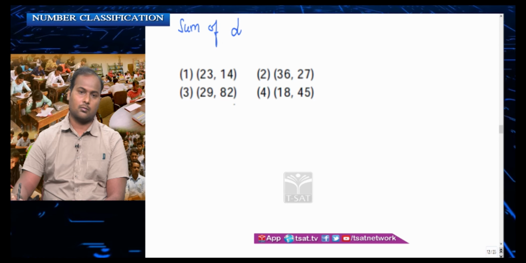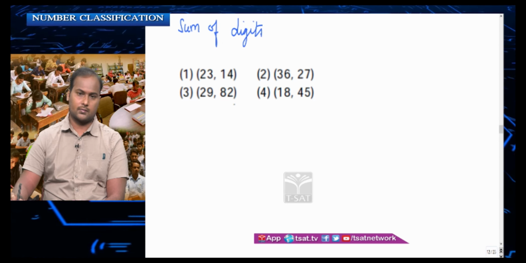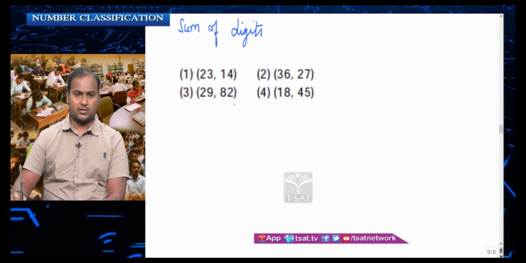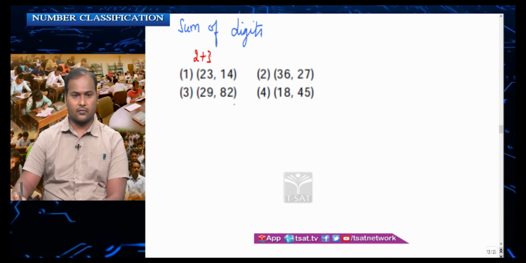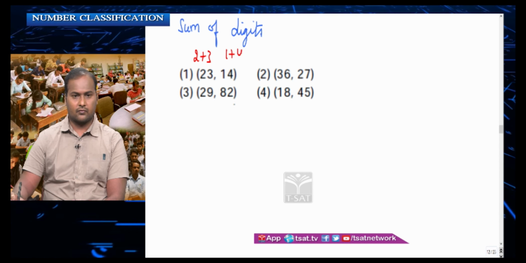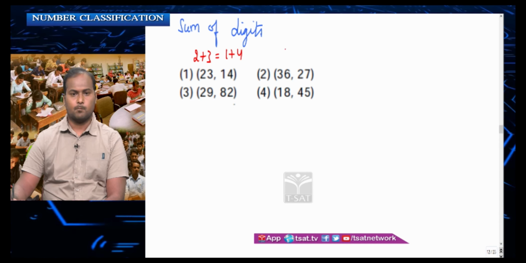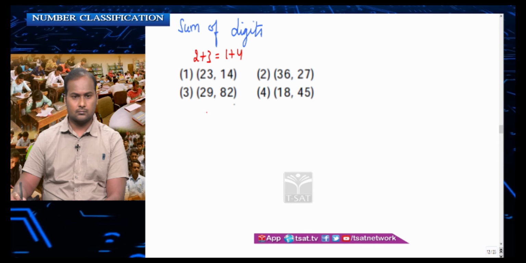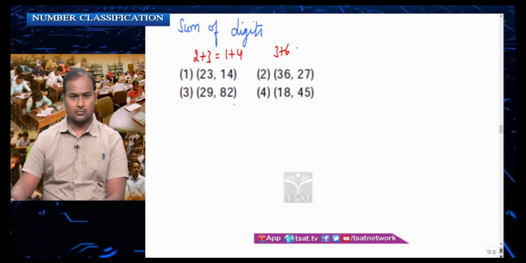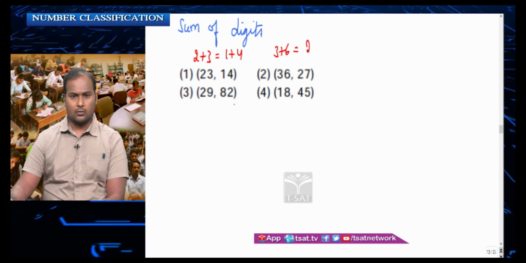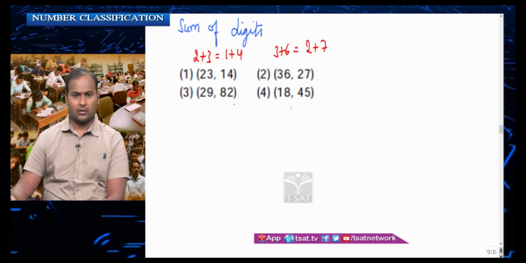Then we have to check sum of digits. Now let's check with the sum of digits. 23, 14. So 23 I can write like 2 plus 3 is 5. In the same way, 1 plus 4 is also 5. In the same way, 3 plus 6, 9 is equal to 2 plus 7 is also 9.